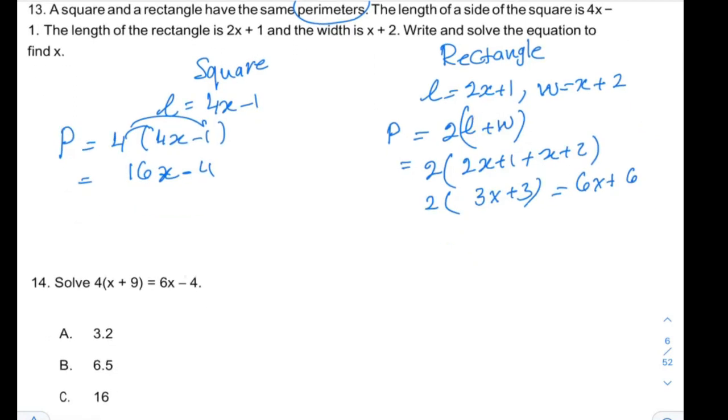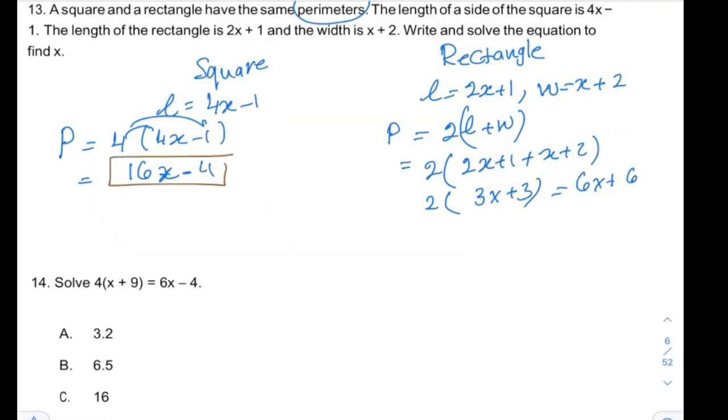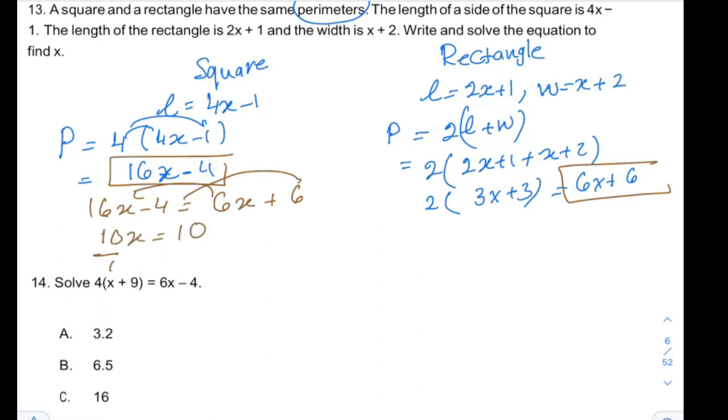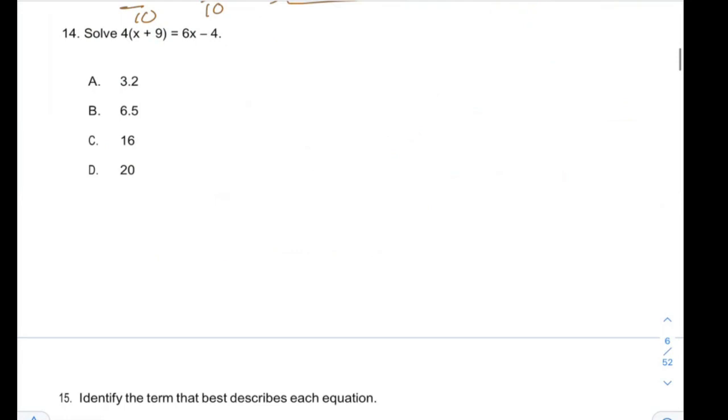And since the perimeters are the same, then we have a new equation now. What is the new equation? That the perimeter of the square is equal to the perimeter of the rectangle. So 16x minus 4 is equal to 6x plus 6. Solving, 10x is 10 and x is equal to 1. He's asking for x only. He's not asking for the perimeter. If he asks for the perimeter, then replace x. And that's all.